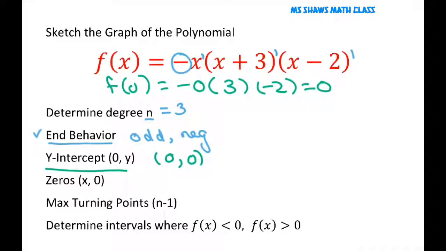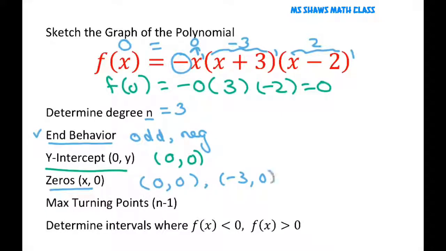And for our zeros, or our x-intercepts, that's when y is 0. So plug in 0 here. So this piece will be 0. This factor here, that's negative 3 plus 3 is 0. And for here, that's 2 minus 2 is 0. So let's write this down: 0, comma 0, negative 3, comma 0, and 2, comma 0.